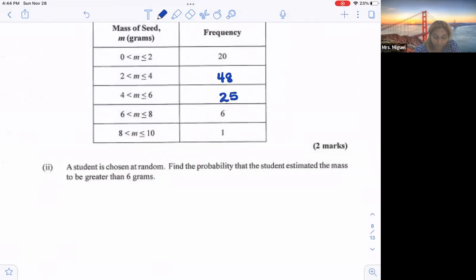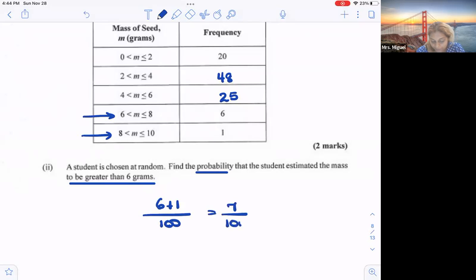We want the probability that a student's estimated mass is more than 6 grams. So 6 grams will fall in these two intervals. 6 plus 1, so this is 7 over 100. 7 over 100.